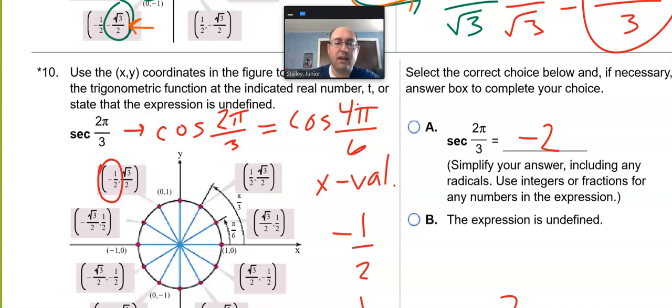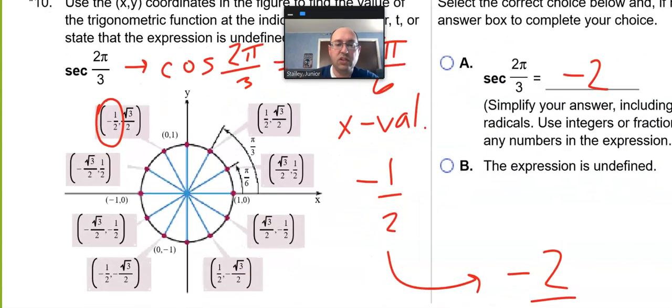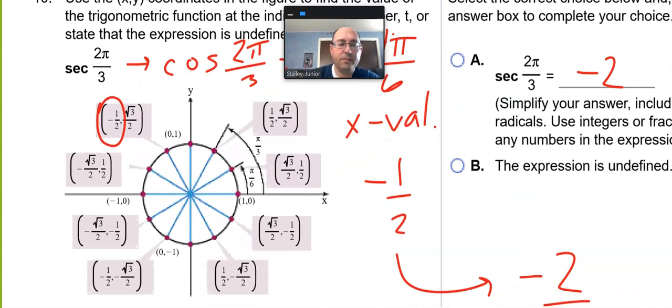A lot of kids like to use that strategy so that they can say, okay, we got 0, we got 1 pi over 6, 2 pi over 6, 3 pi over 6, 4 pi over 6. So now we know where we're at. We're looking for a cosine. Remember, that's the x value, which is negative 1/2. But we want to flip it over, right? So pretty easy, negative 2. Nothing complicated about that.